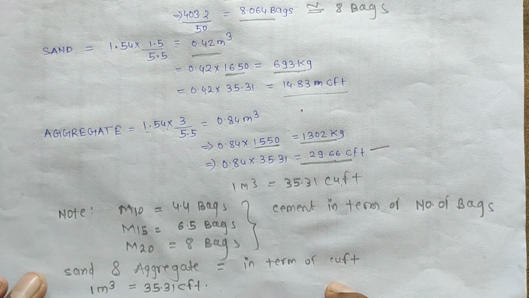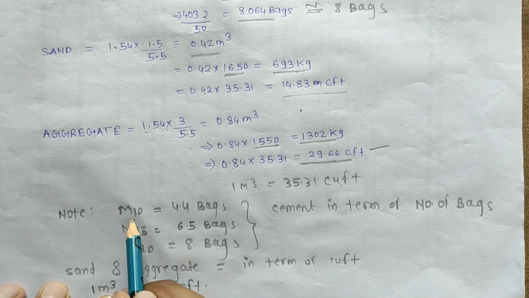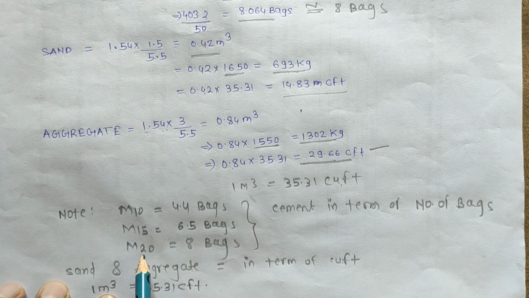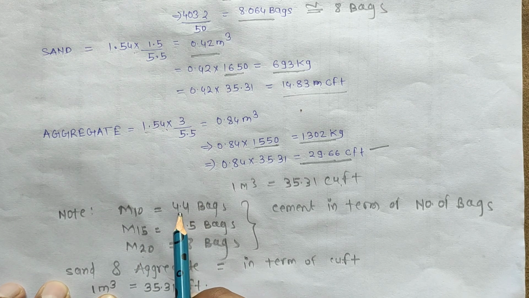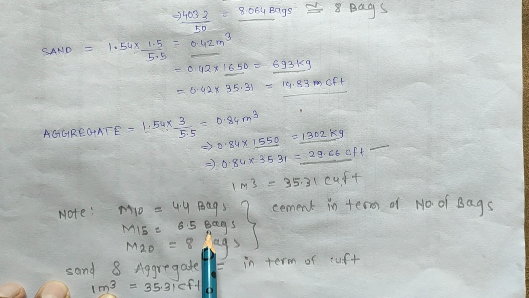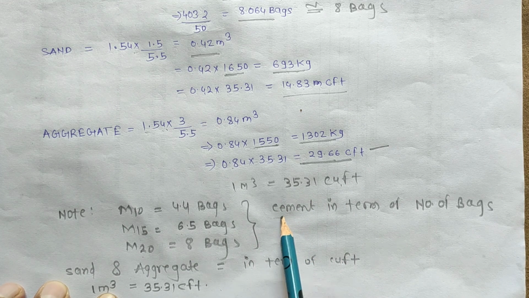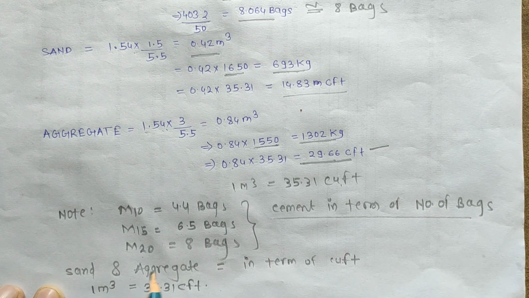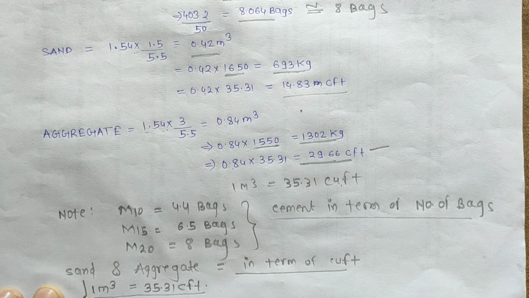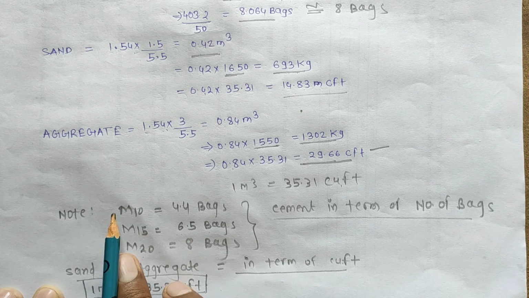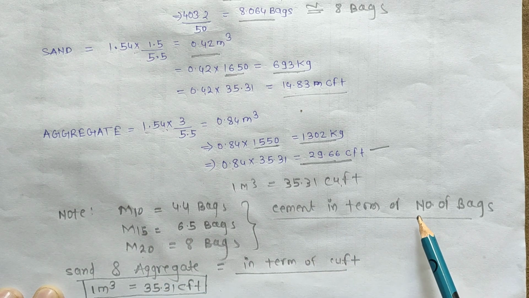So what we learn in this video is that M10, M15 and M20 grade of concrete will require 4.4 bags, 6.5 bags and 8 bags of cement respectively. Cement is calculated in terms of number of bags, and sand and aggregate in terms of cubic feet, and 1 meter cube is equal to 35.3 cubic feet. Sand we will order in terms of cubic feet. Cement we will order in terms of number of bags.